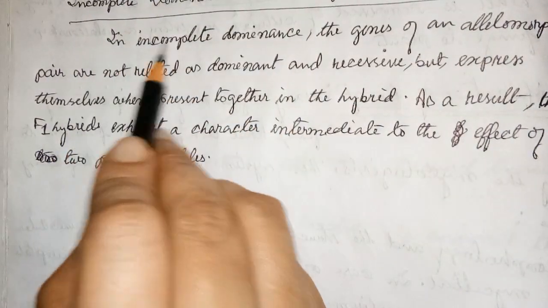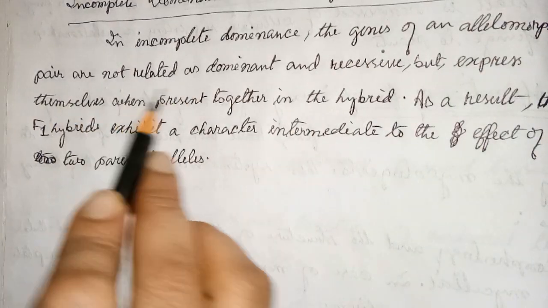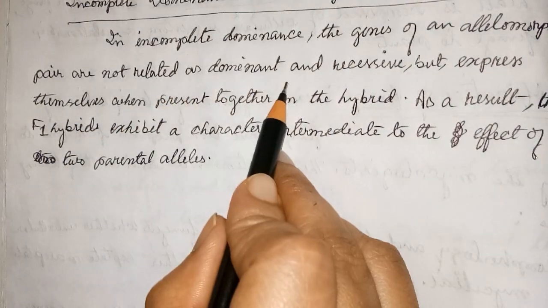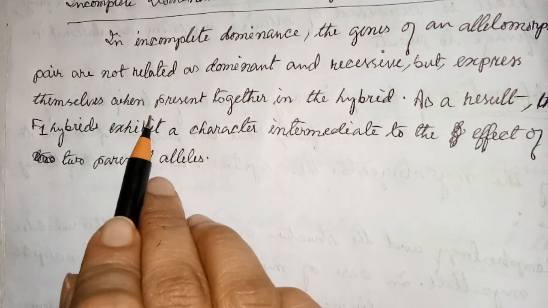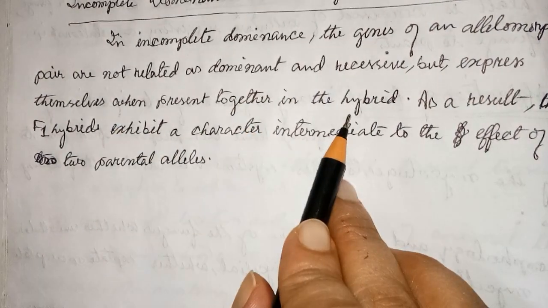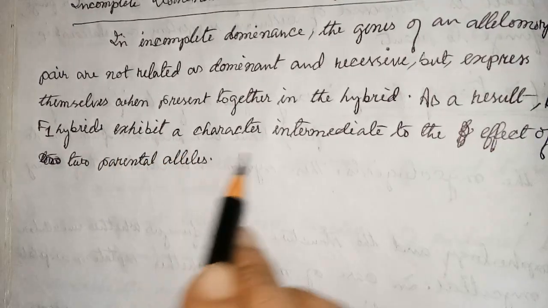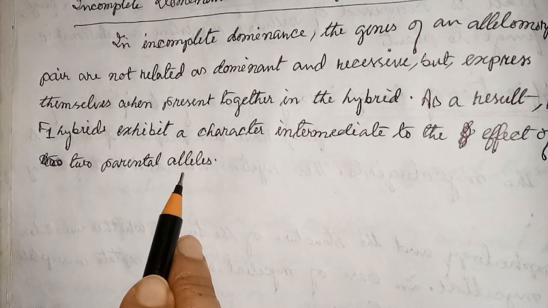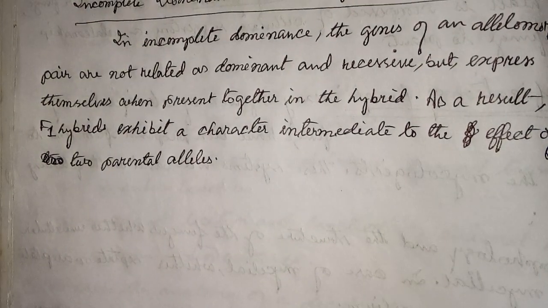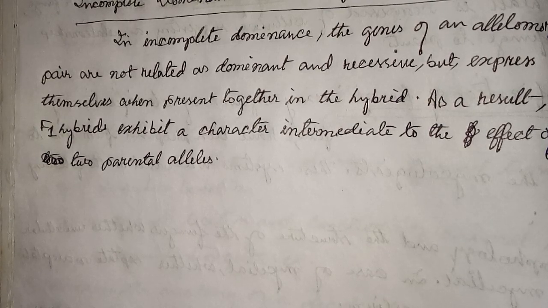So again, in incomplete dominance, the genes of an allelomorphic pair are not related as dominant and recessive, but express themselves when present together in the hybrid. As a result, the F1 hybrids exhibit a character intermediate to the effect of two parental alleles. Now I'm going to give an example.